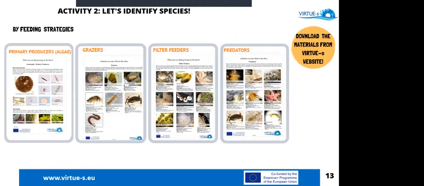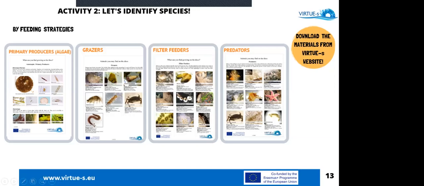So for instance, the primary producers like microalgae and diatoms that are the first colonizers of the disk, or also the grazers, that are the primary consumers, and the most common found on the disk are the mollusks, or arthropoda, or annelida.